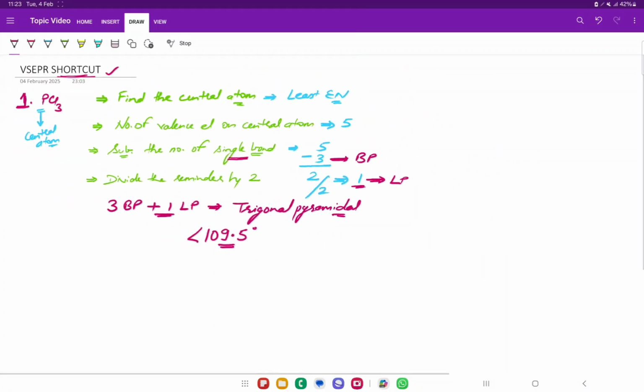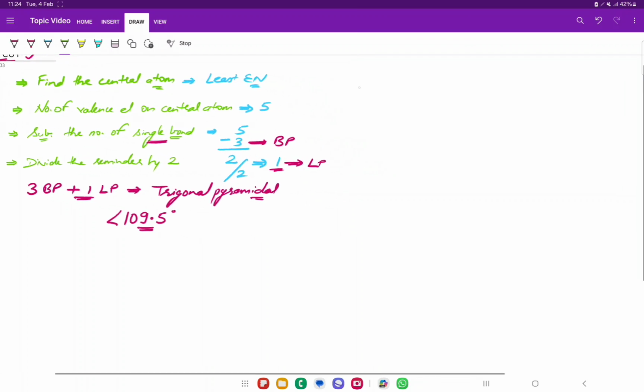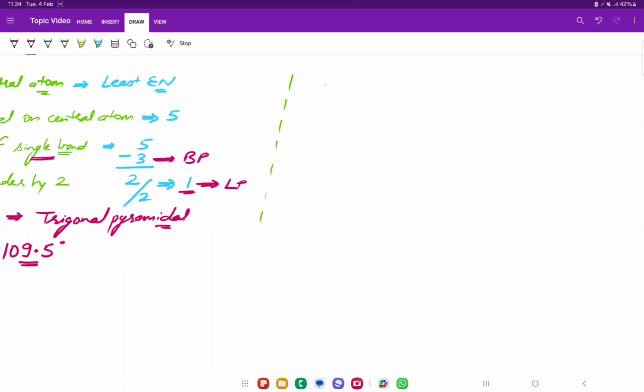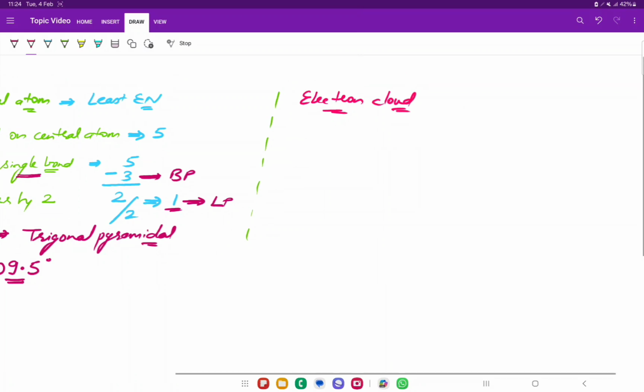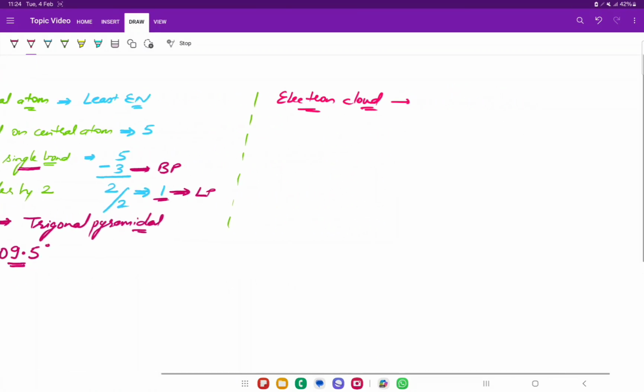Now, one more additional question they ask along with this is: what is the shape and geometry of the electron clouds? The geometry of the electron clouds is tetrahedral. They can also ask how many electron clouds this molecule has in total. Total electron clouds is 4, that is, 3 bond pairs plus 1 lone pair, equals 4.